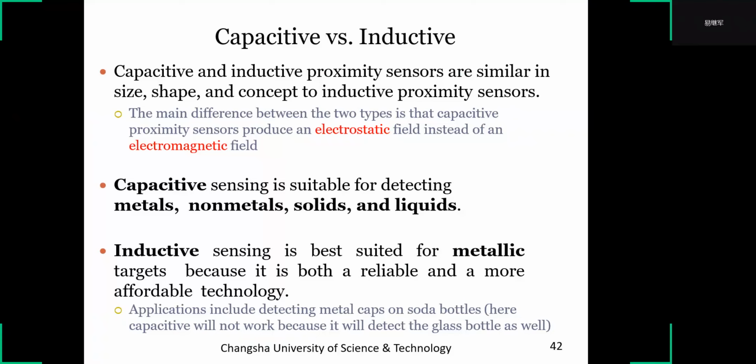Last class introduced the proximity sensor. The difference between capacitive and inductive: capacitive is suitable for metal, non-metal, solids, and liquids. The inductive sensor is best suited for metal targets.